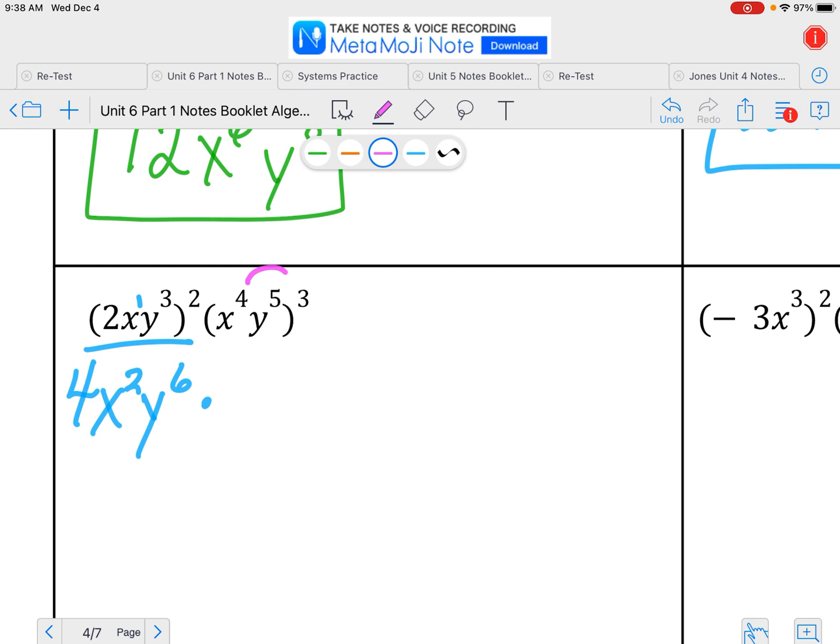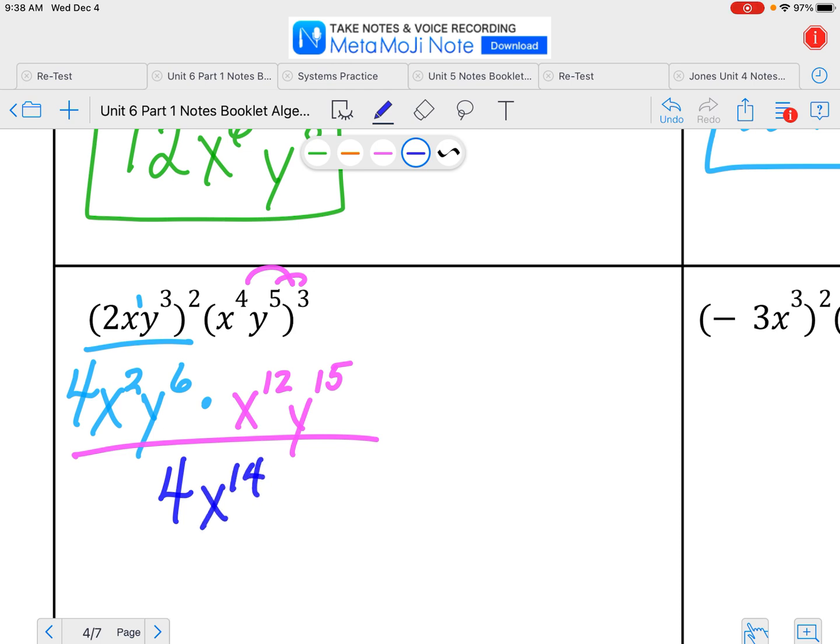Then this one has no coefficient. I'm just going to multiply each exponent times 3. Now use the product property, which says to multiply the coefficients, but there's not anything to multiply the 4 by, so it stays 4, and add the exponents.